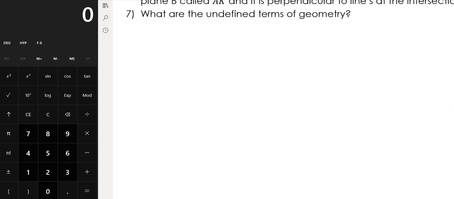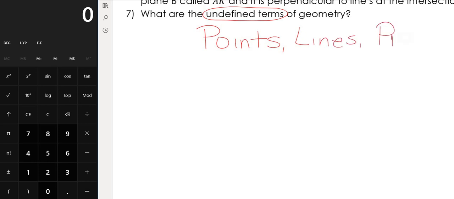Number 7. What are the undefined terms of geometry? The undefined terms of geometry are the same as the building blocks of geometry. It's what our entire unit is named after. Points, lines, and planes. That's simple. Those are the 3 undefined terms of geometry that all of the rest of geometry is built upon.